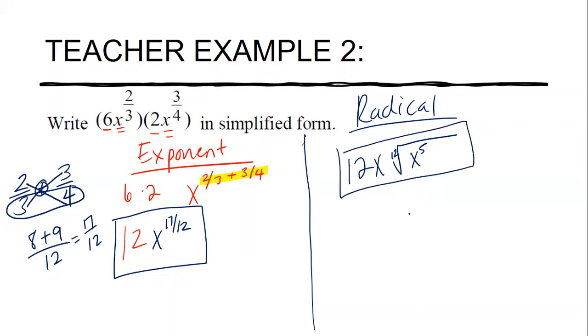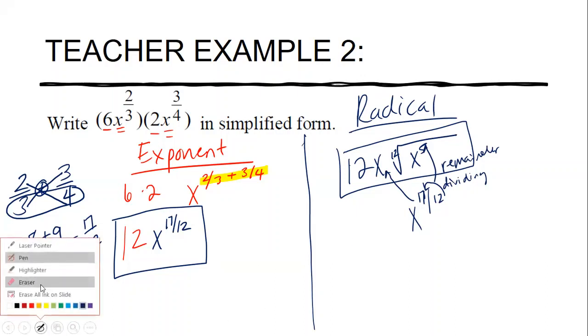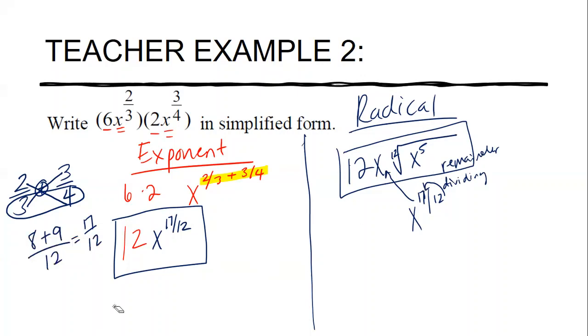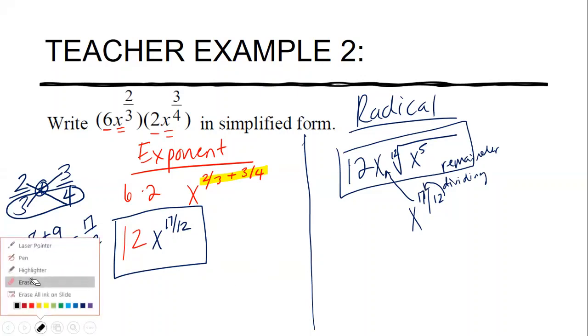So when you're converting this, you have x to the 17 over 12. You're asking yourself, what are you dividing? 12 goes into 17 one time, and it has a remainder of 5. Are we getting 12 from the index or the whole number? The 12 is your index. It's your power divided by your index. And the remainder stays inside.